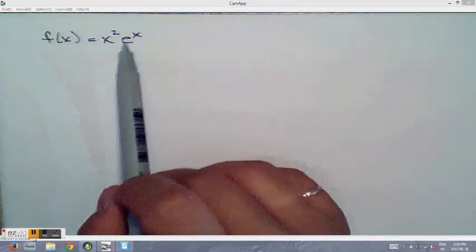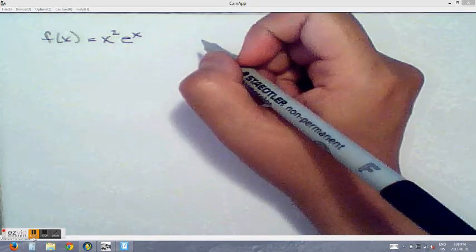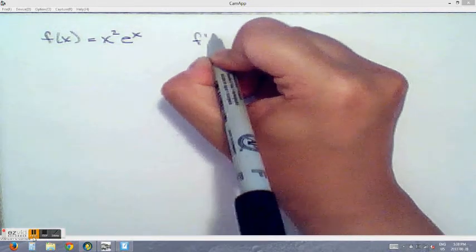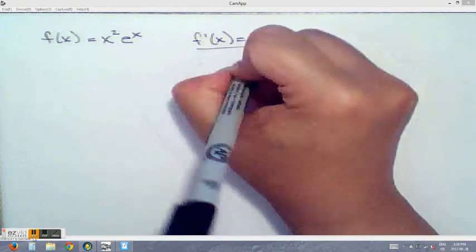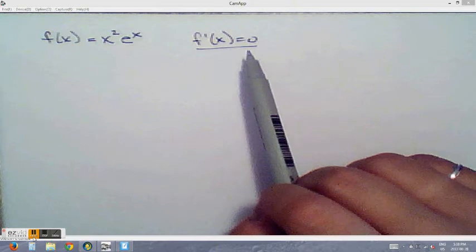Okay, so we have our function. Just recall that local extrema occur at critical points. So what we actually need to find is the values where f prime of x is equal to 0, so our critical numbers.